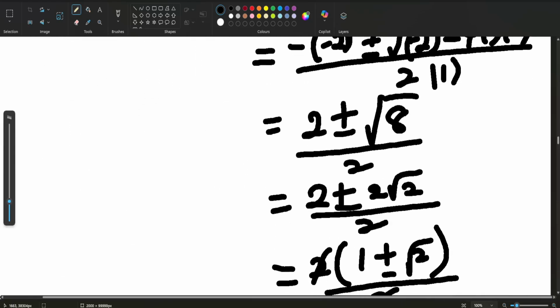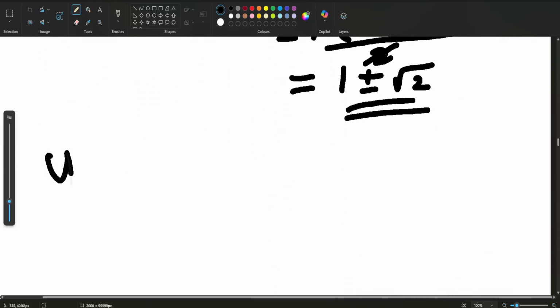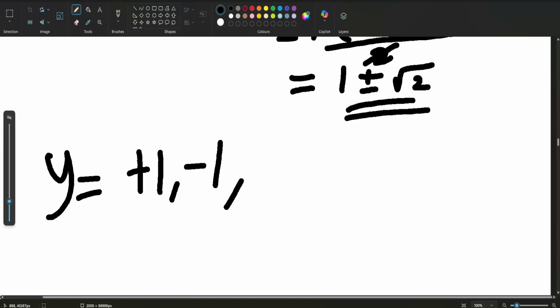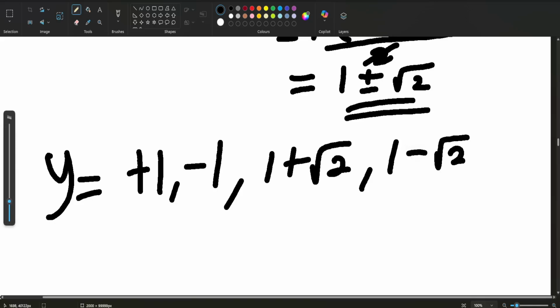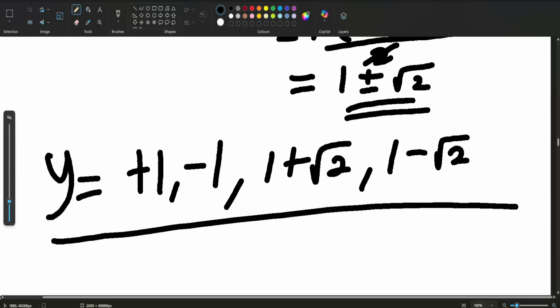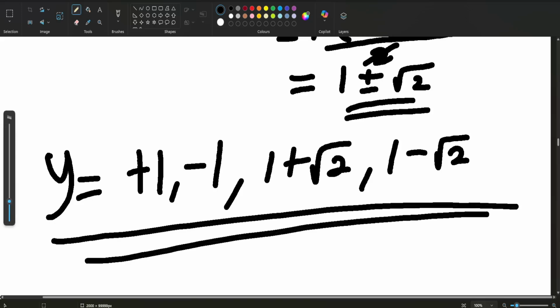So those two answers now, the final answer of y, we have the plus 1, minus 1, and 1 plus root 2, and we have 1 minus root 2. So these are the four answers. Okay, that's how we get this.